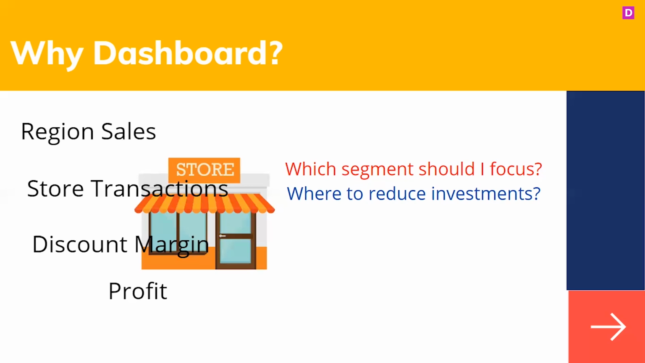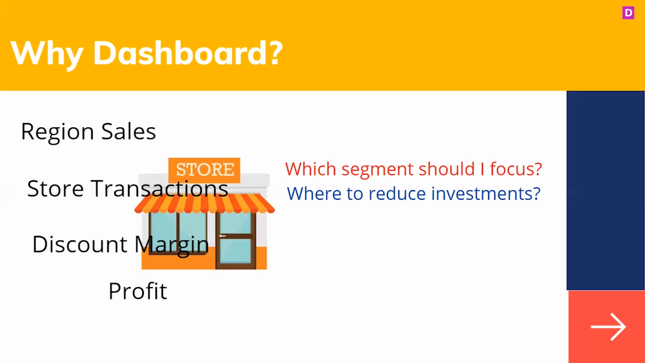So the individual sheets could be region sales and then the store transactions, right? The point is that there will be multiple people working with the region sales, store transactions, and discount margin. Multiple people and multiple sheets will be there. But as a manager, as an owner, if you are trying to get an answer to the question, where should I reduce the investment? Naturally, you want a few things to be there in a single place.